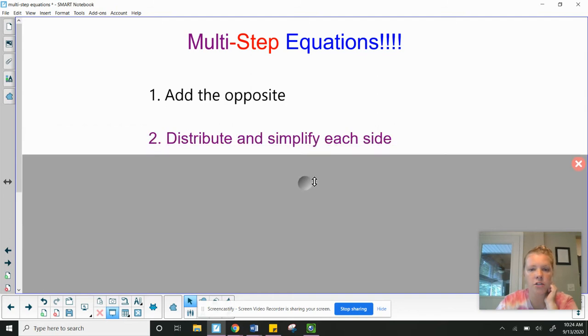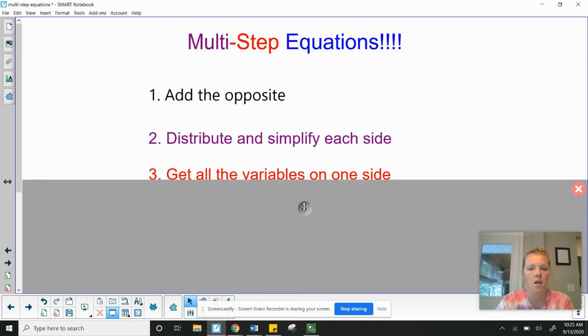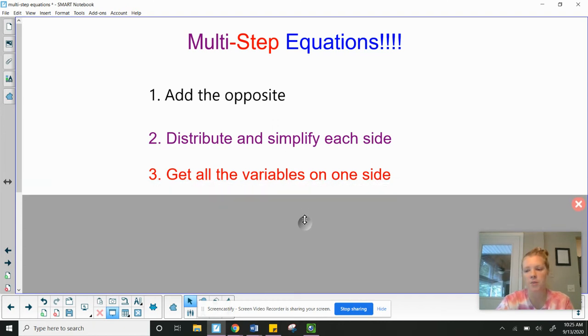We won't forget if something is negative if we add the opposite. The second thing we're going to do is we're going to distribute and simplify each side. Each side of a multi-step equation is its own little expression, and our job is to simplify the expression on the left, simplify the expression on the right, and then solve from there. The third step is you're going to get all the variables on one side. Like that previous example, there were x's on both the left and the right side of the equation. We have to move one of the variables to the other side, and I'll show you how to do that.